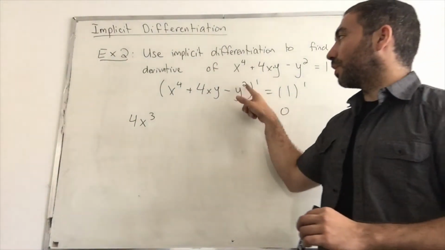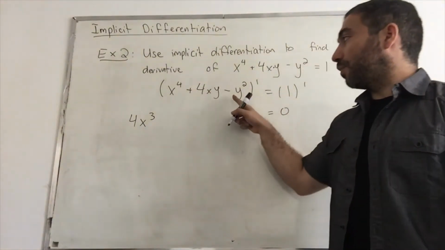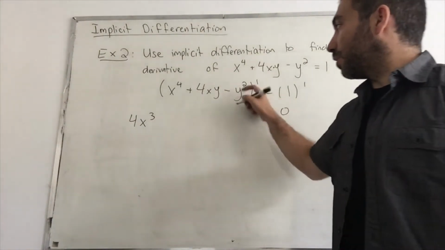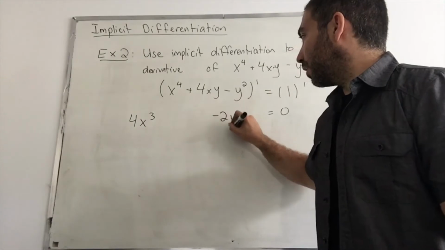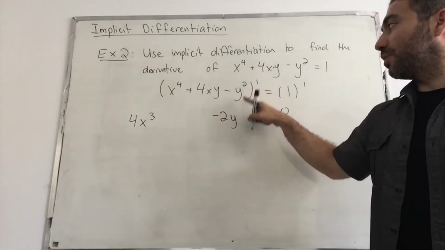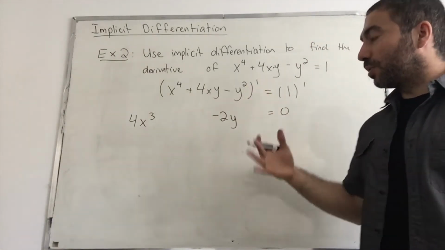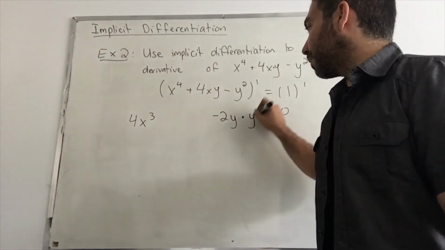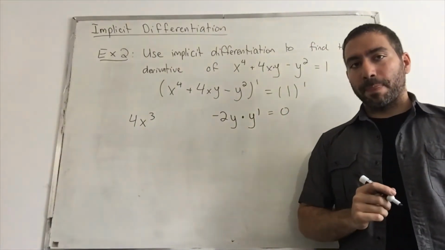Let's just do the y squared. So remember, now we're deriving with respect to x, but we're dealing with a y. So what comes out, we're going to take the derivative, it's negative 2y, subtract the exponent by 1, so we get negative 2y. But since we're deriving with respect to x, due to chain rule, we get a y prime that appears. Okay.